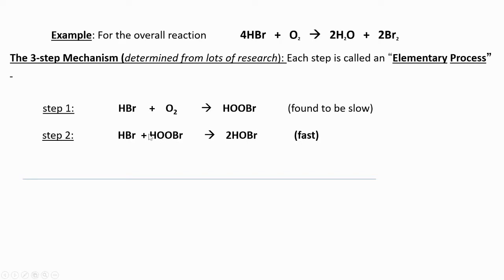Step two, right? You've got this, and then you're producing this over here. So you've got HBr, HOOBr, and HOBr. That's fast. And then we've got HBr going to H2O and Br2, and that's very fast.